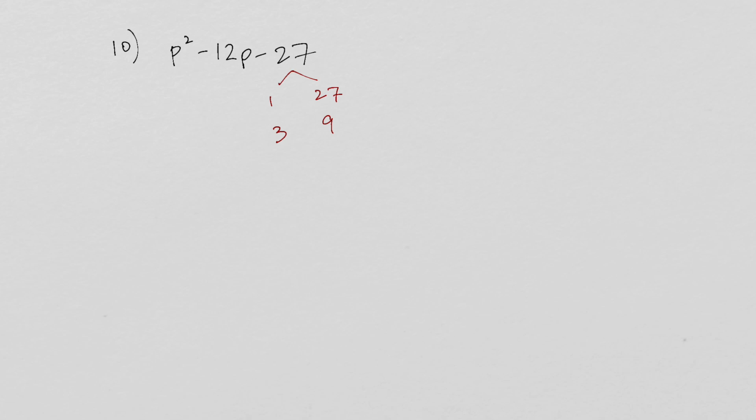And we're looking for a difference of 12. Now, this gives us a sum of 12, but that's not going to work because we need a difference of 12. Difference because one's got to be positive and one's got to be negative. So this is also prime.